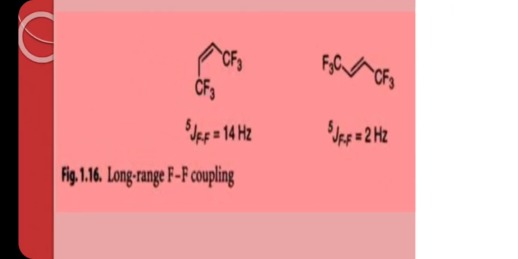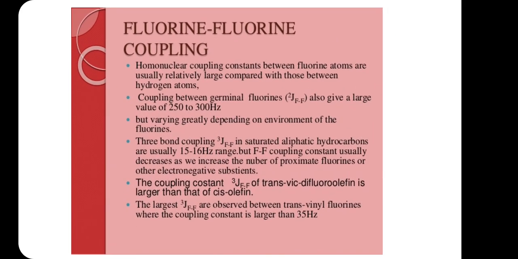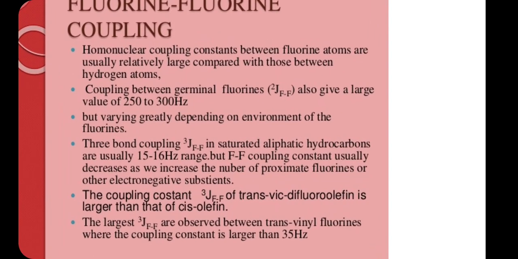So this is an example of long range coupling, F-F coupling. Olefins give this long range coupling of fluorine-fluorine. So this is a fluorine-fluorine coupling, that means homonuclear coupling. Homonuclear coupling constants between fluorine atoms are usually relatively large compared with those between hydrogen atoms. So the hydrogen coupling constant is lower.